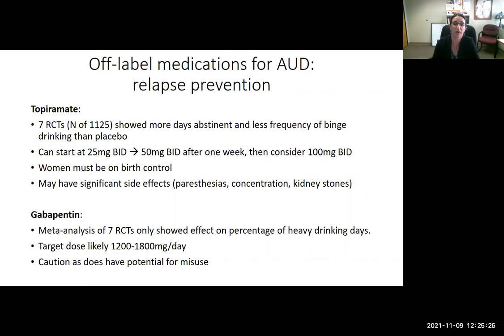Gabapentin has a fair amount of evidence as a second line medication. There's a meta-analysis of 7 RCTs that showed an effect on the percentage of heavy drinking days. And you do have to have some caution with gabapentin. It has some potential for misuse, so just want to monitor your patients.